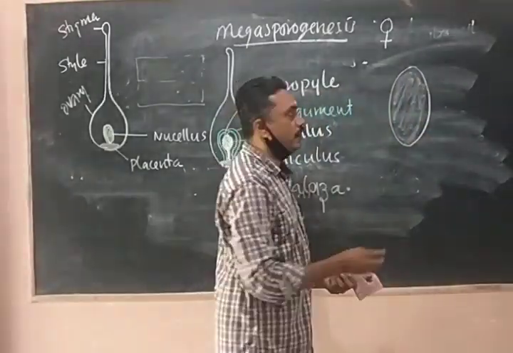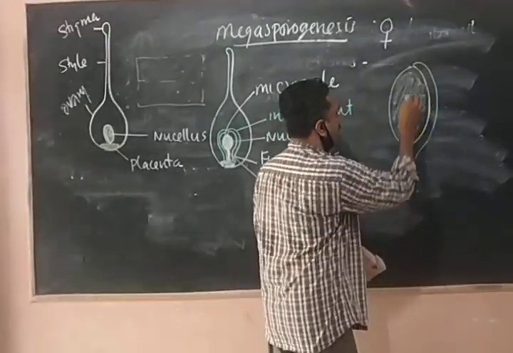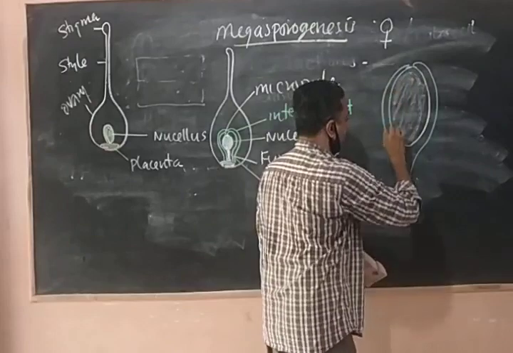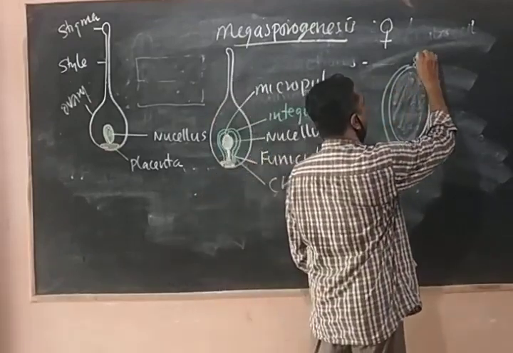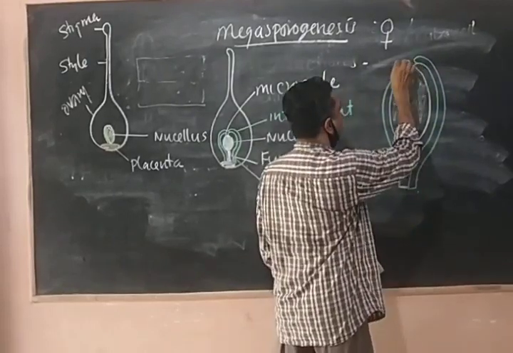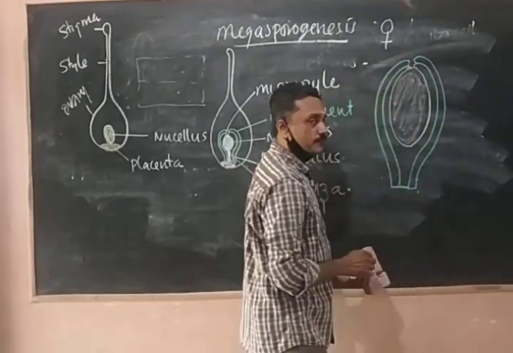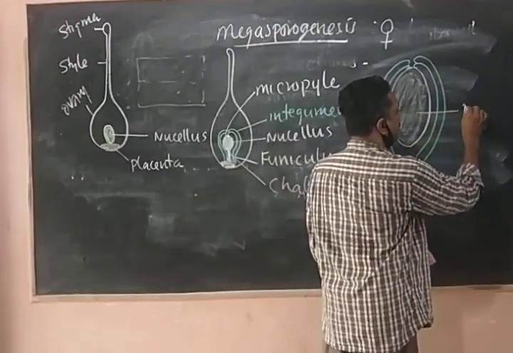The nucellus develops coverings, an outer and an inner covering. One layer, then the outer layer, this is the outer layer or outer integument. I will label the complete structure for your information.